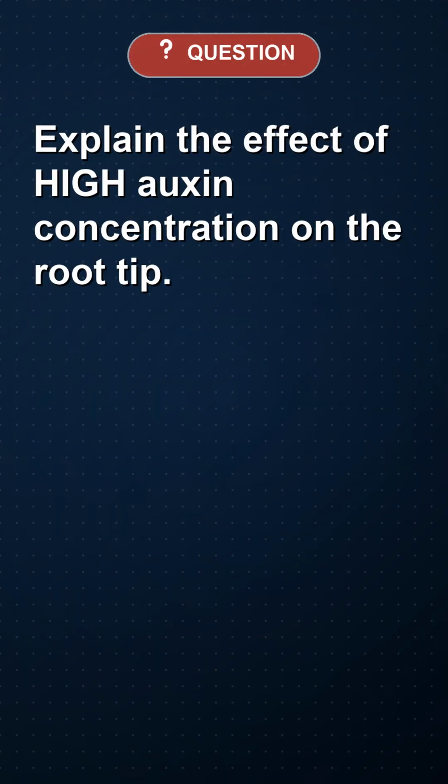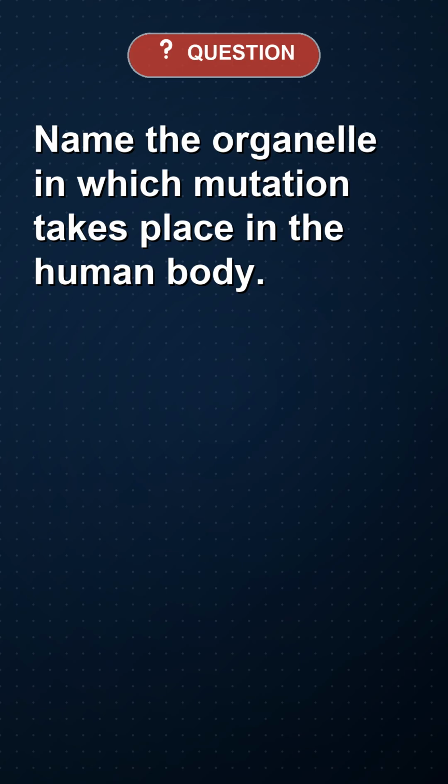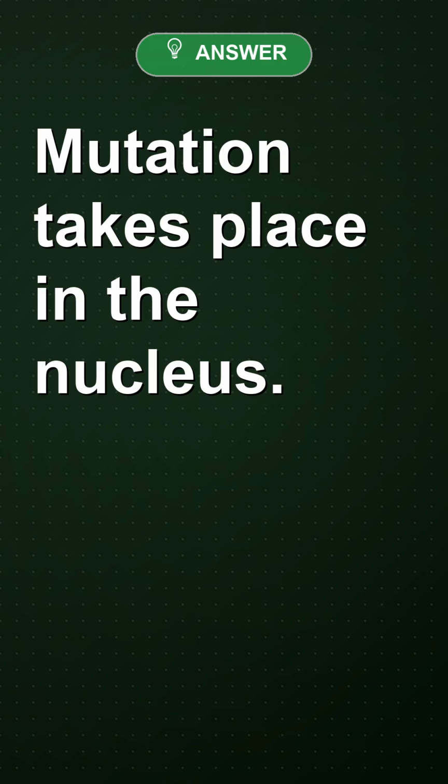Explain the effect of high auxin concentration on the root tip. High auxin concentration inhibits cell elongation in the root tip, causing the root to slow down in growth and bend downwards. Name the organelle in which mutation takes place in the human body. Mutation takes place in the nucleus.